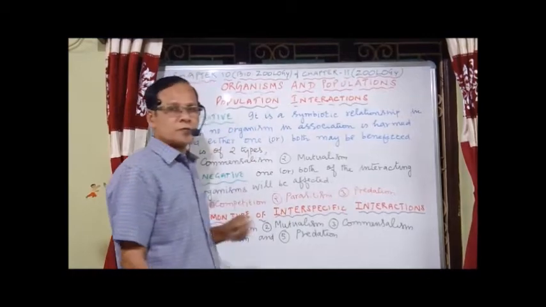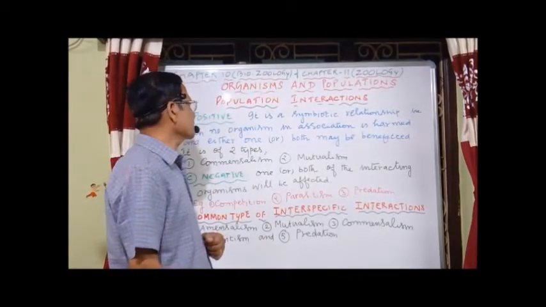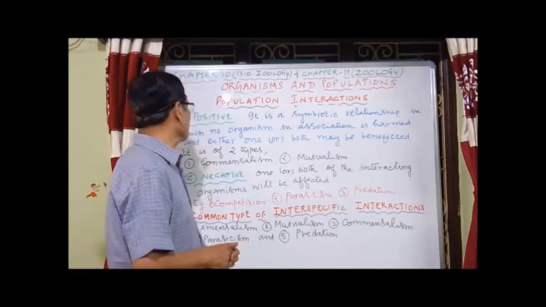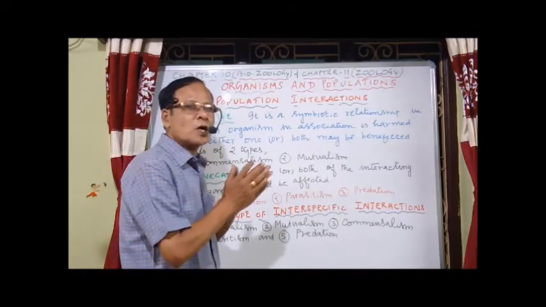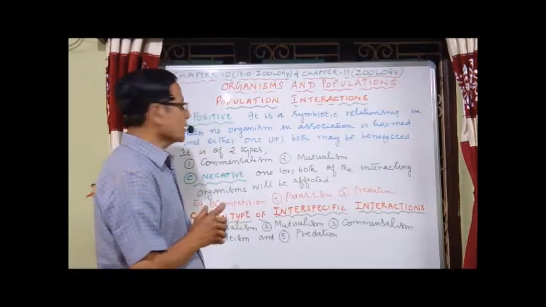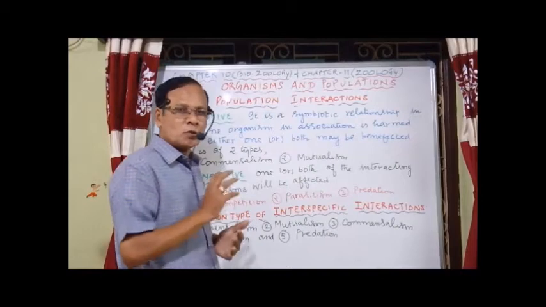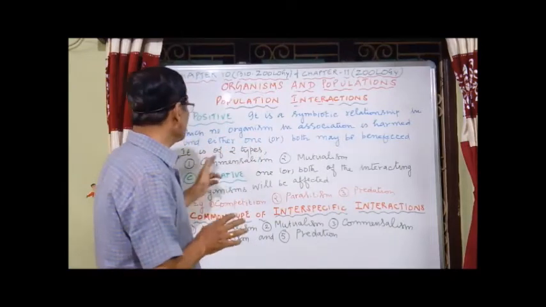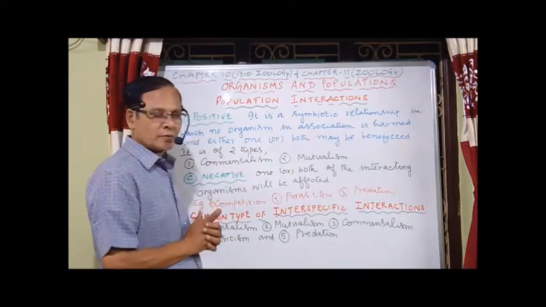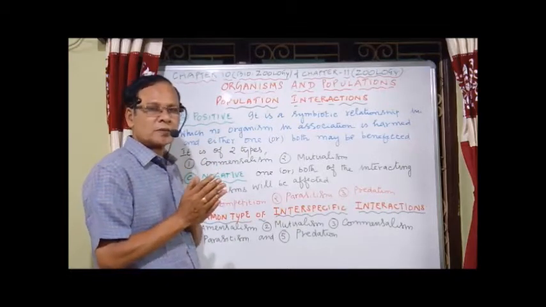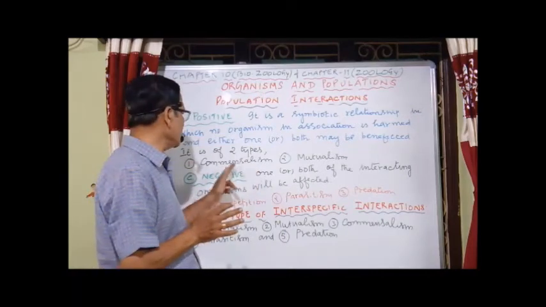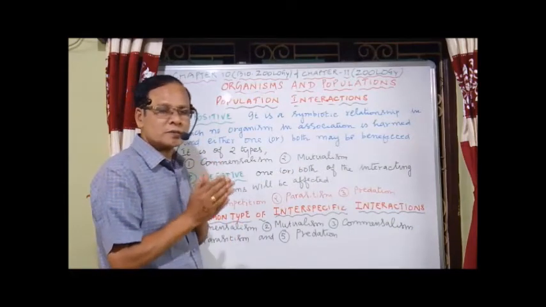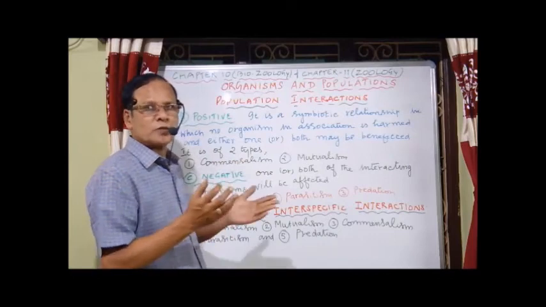Now, what do you mean by positive interspecific association? It is a symbiotic, mutual relationship in which no organism in the association is harmed, and either one or both may be benefited. There is no harm for any of the organisms; there is a benefit for either one or both. Now, it is of two types. One, commensalism. In commensalism, one partner is benefited, and the other partner is neither harmed nor benefited. The second type, mutualism. Here, both partners are benefited. Give and take policy.